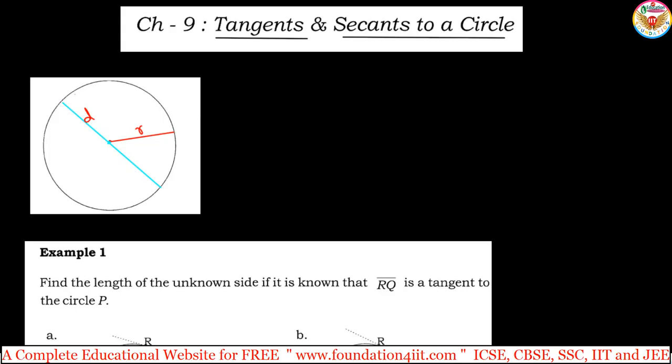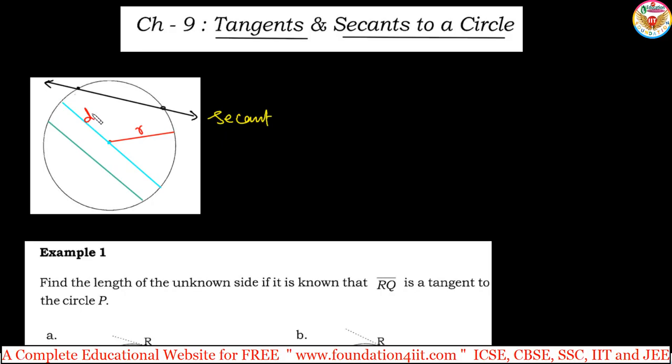Next, if a line segment is drawn touching 2 points of the circle, not through the center, this is the chord. Instead of a line segment, if you draw a line which touches 2 points of the circle, this is the secant.